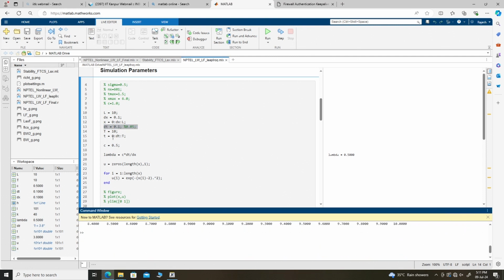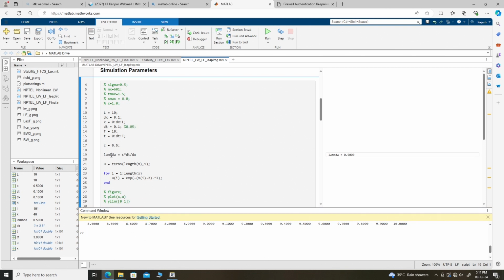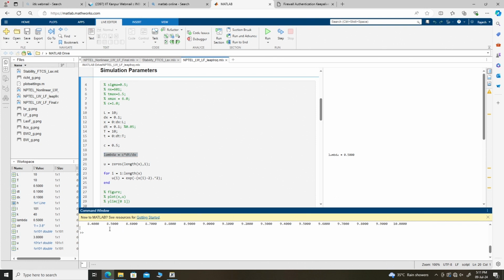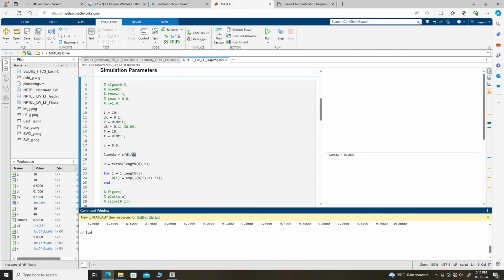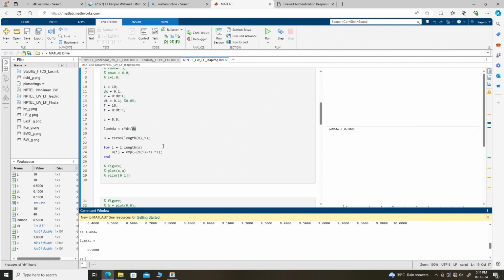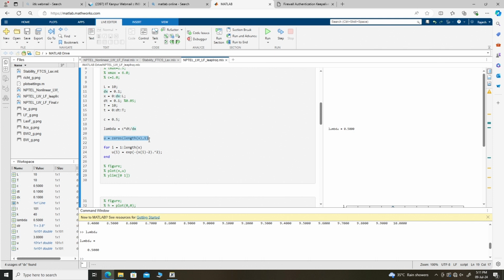If you choose like this, your CFL number, which is lambda, is c dt by dx. That will become 0.5, because c is 0.5, dt is 0.1 and dx is 0.1. So your lambda, you can just see it here, is equal to 0.5. This is less than 1, so most of the schemes should be stable, except the FTCS. And this is just the definition: I want the zeros of size length x, and this is my initial function.